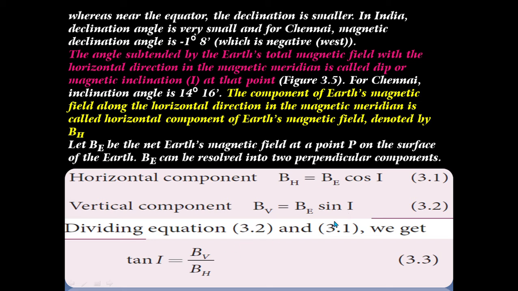Dividing equation 3.2 by 3.1, we get BE sin I divided by BE cos I. BE cancels. Sin I divided by cos I is nothing but tan I. Then tan I = BV divided by BH. This is a very important point, an important formula for your problems.